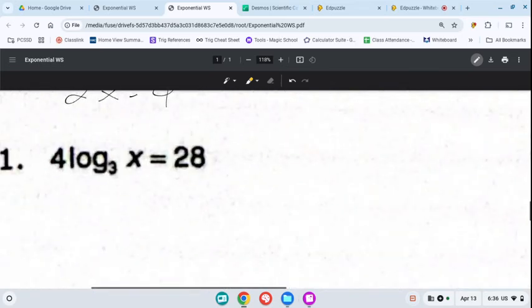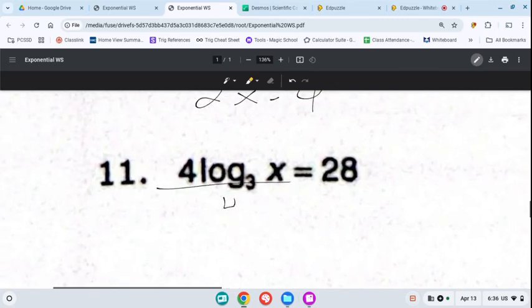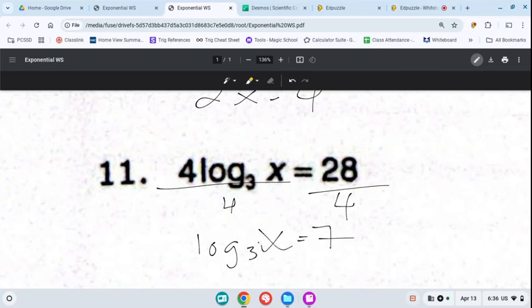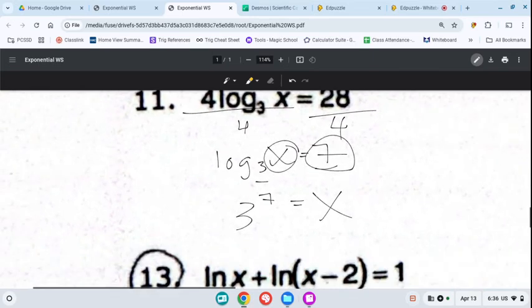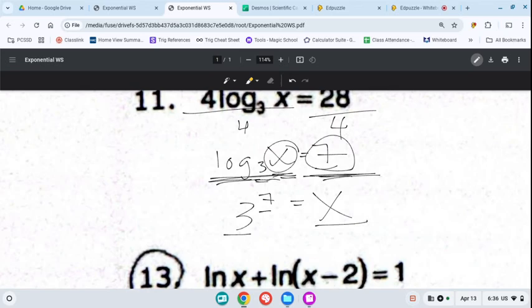All right, let's look at it right here again, because that might have been a little too quick. Divide by 4. I have log to the base 3 of x equals 7. I now have my base, my argument, my answer. 3 to the power of 7, 3 to my argument, equals x. Base, exponent, answer. Base, answer, exponent. Always remember that. If there's an x there, the hard work's already done for you. So 3 to the power of 7 equals 2187.